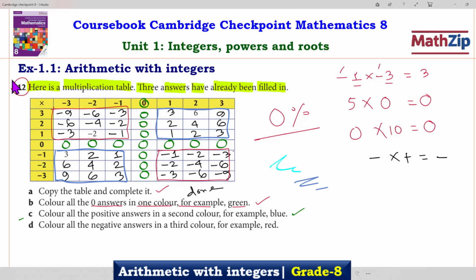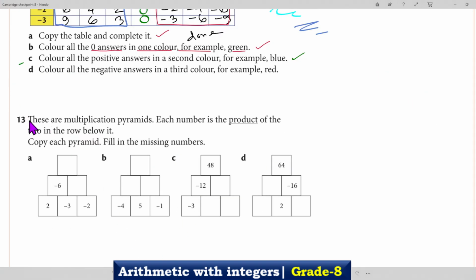So number 12 done. Number 13, these are multiplication pyramids. Each number is the product of the two in the row below it. Copy each pyramid, fill in the missing numbers. Very interesting. Look, here is already given an answer which is 2 times -3.